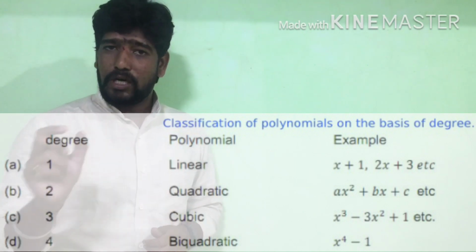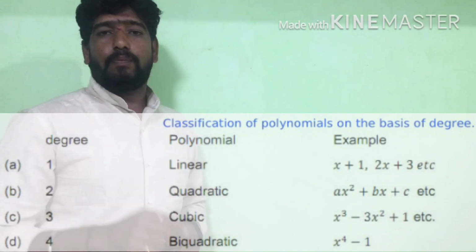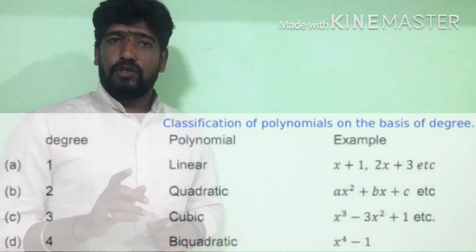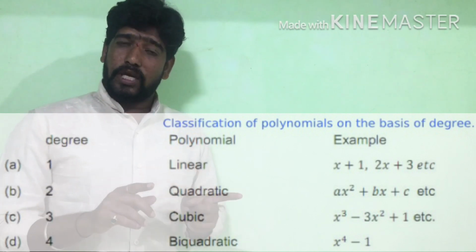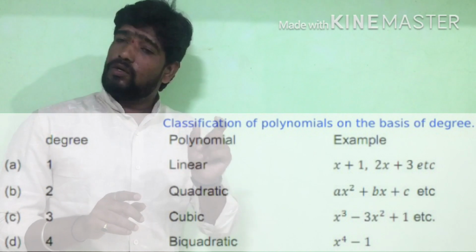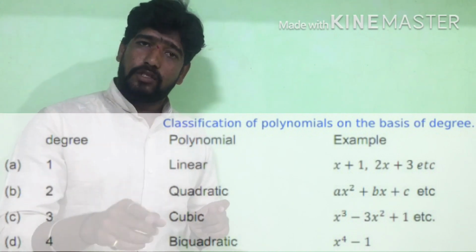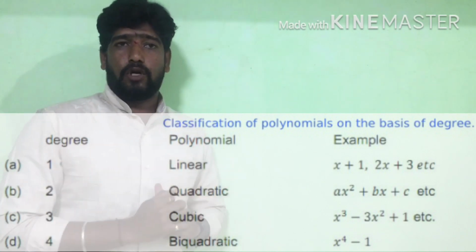Degree 2 is called a quadratic polynomial. For example, ax square plus bx plus c. So here x square is there, x is also there, but which one is the highest? 2 is the highest, so the degree of the polynomial is 2. Degree 2 means it is a quadratic polynomial, right?